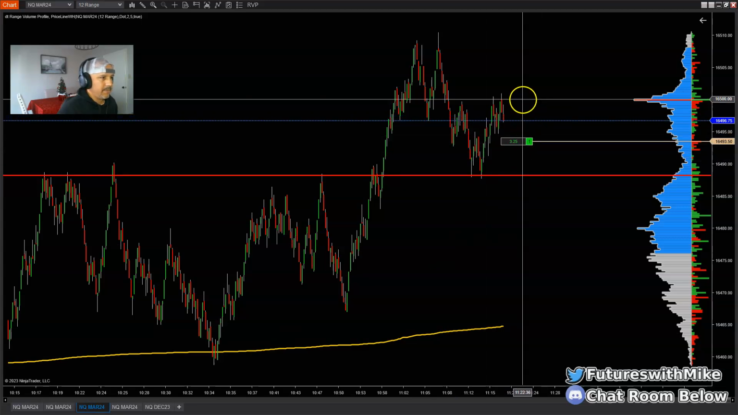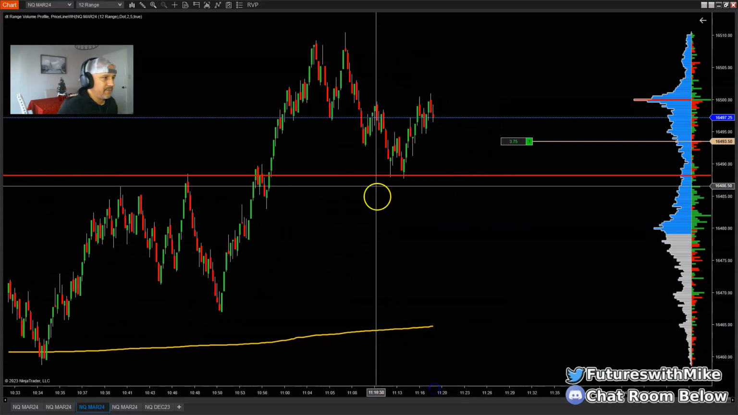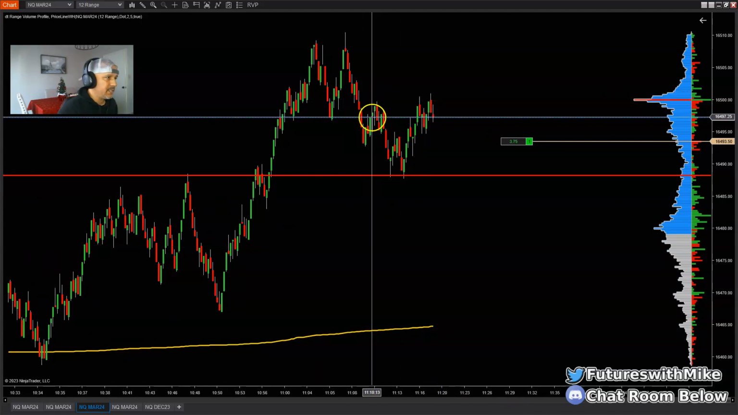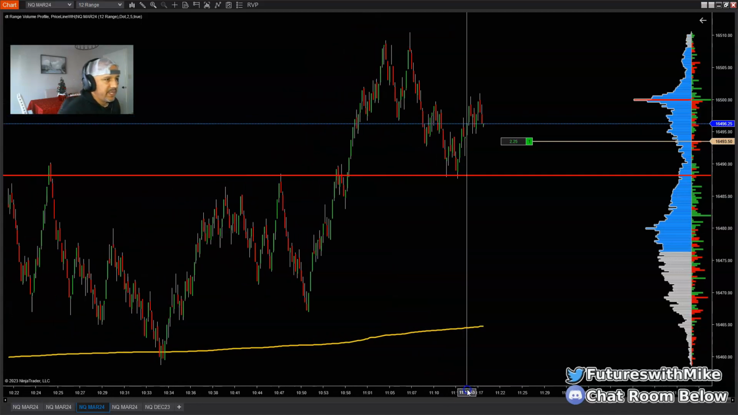Don't do that. See it bouncing? It filled that imbalance right there, that small little imbalance. I'll blow it up for you a little bit right there. And then it's bounced off this high volume node. Filled that imbalance. I want to see it at least take the highs. What time is it? Okay, it's 11:20 Eastern time right now.